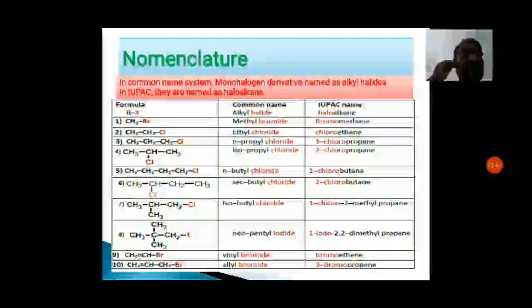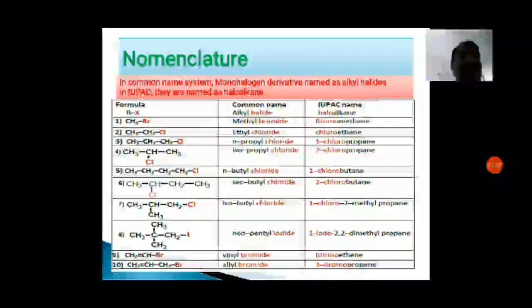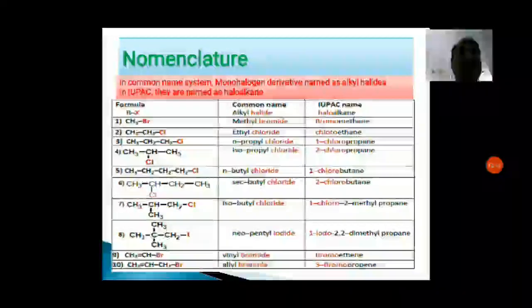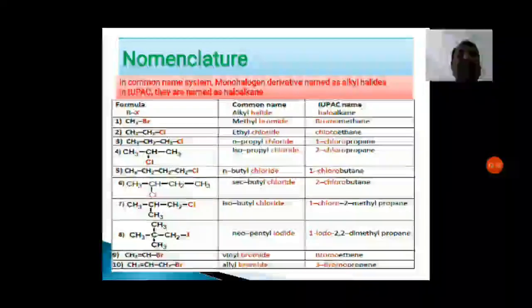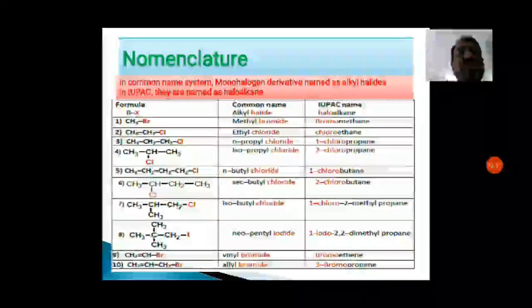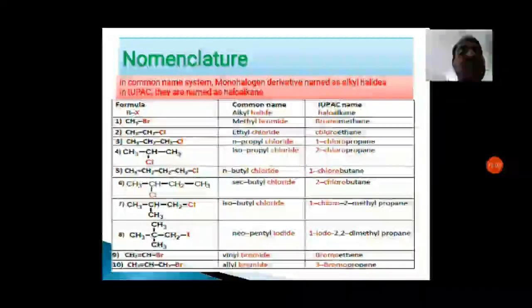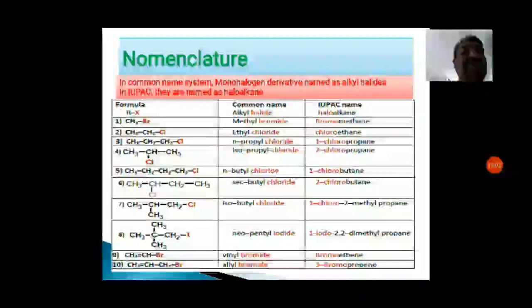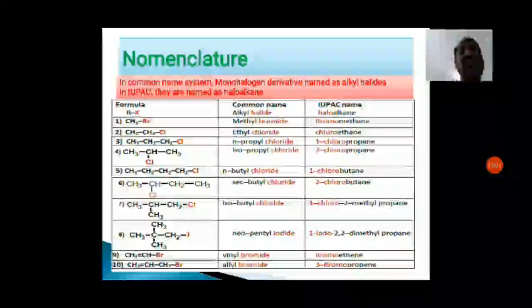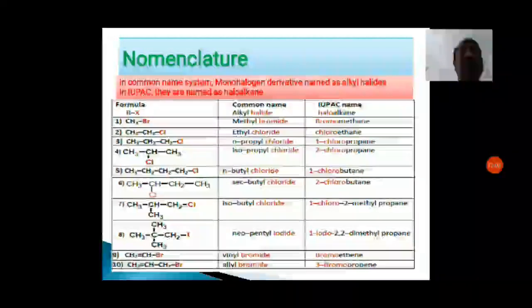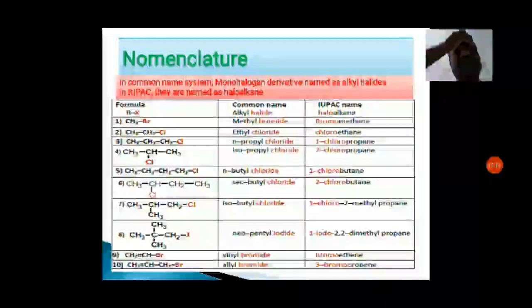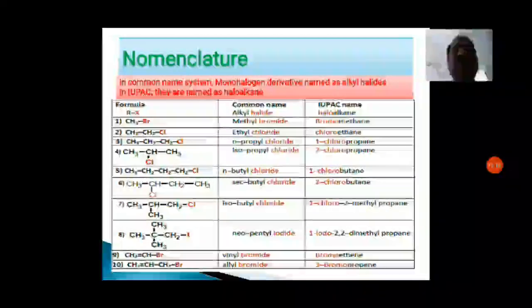Similarly in the 8th example, we can see here the carbon atom is attached to 3 methyl groups and then CH2I. So this group is called a neo group. If one carbon atom is attached to 3 methyl groups and it is also attached to the CH2 to which the halogen is attached, then that is called a neo group. The total number of carbon atoms here is 5, therefore it is neopentyl iodide, and the halogen is iodine.